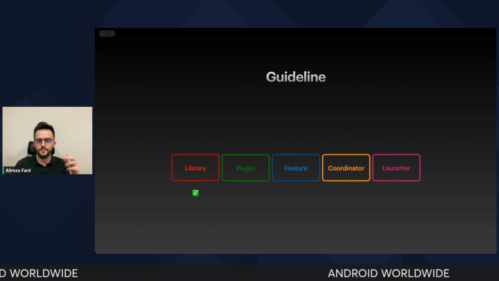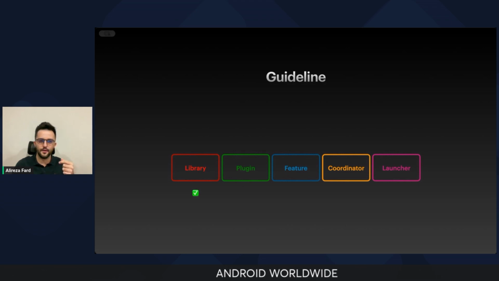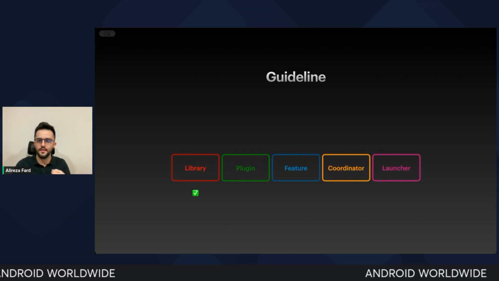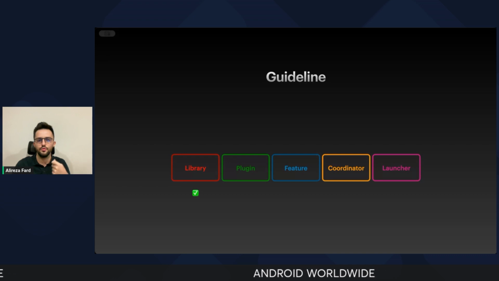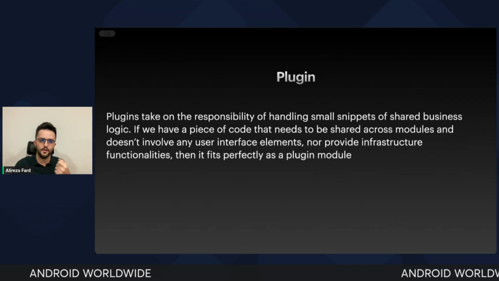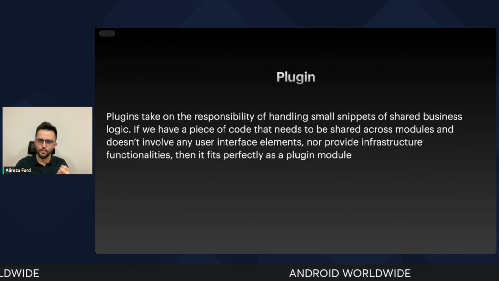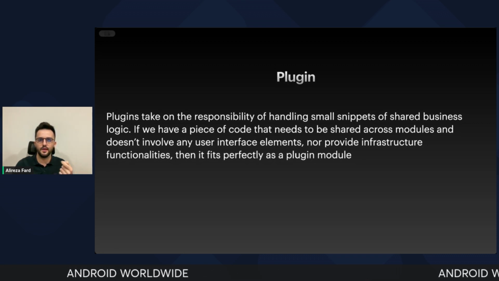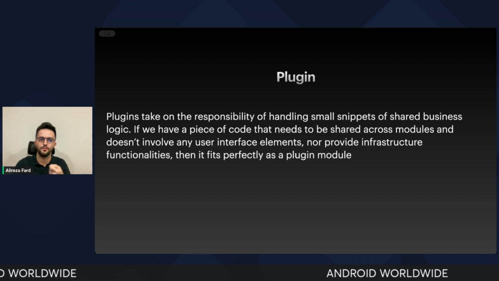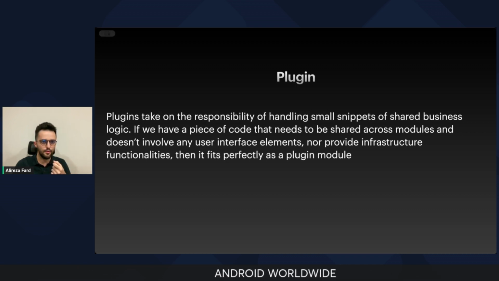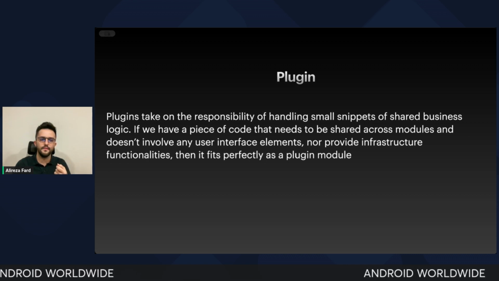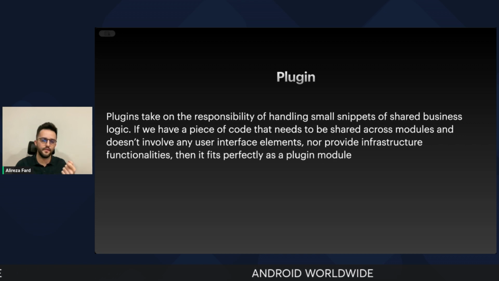So we learned about libraries, what kind of module can be a library, and when we create a new module, what we should put inside of the library layer. Next part is plugins. A plugin is a cool concept for sharing code. Plugins are usually small pieces of code that you want to share across your application. Let's imagine this scenario where you have a remote config, and that request will be used throughout the entire application.